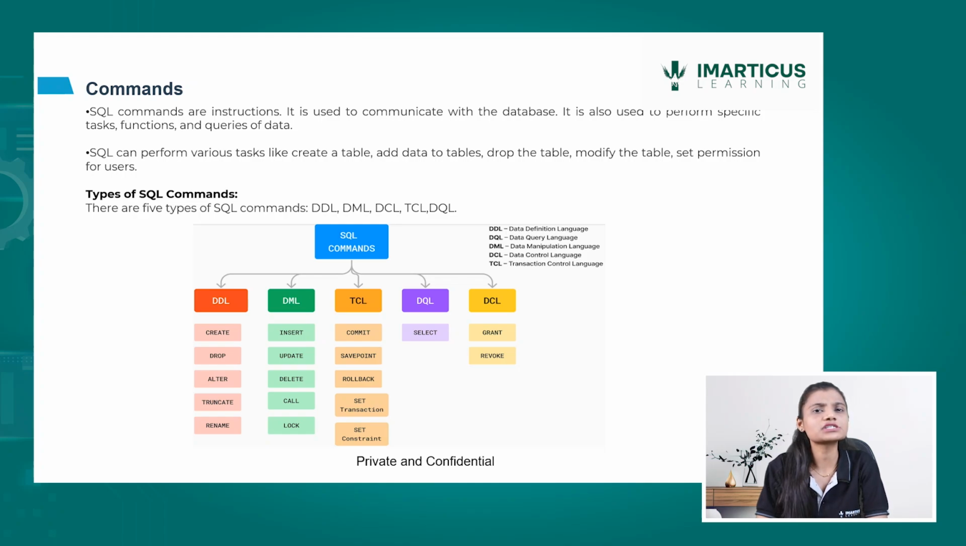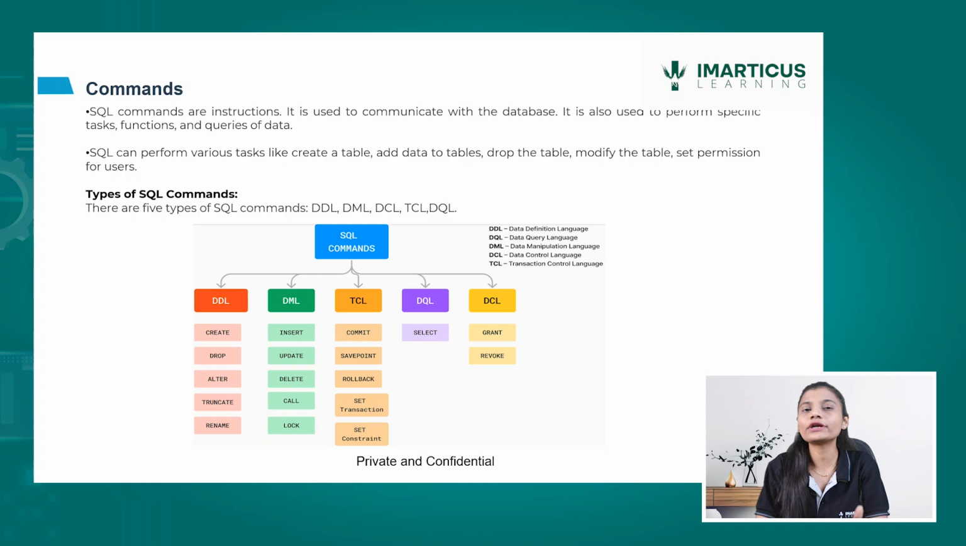Rename is something which is added as an extra part. We will see what the purpose of rename is and why we use rename as a command. When I talk about DDL as a commanding language, it is used to define data with 5 major commands. The very first is create, alter, drop, truncate, and rename. So, that was about DDL. We will be studying each of the commands in detail in the further sessions.